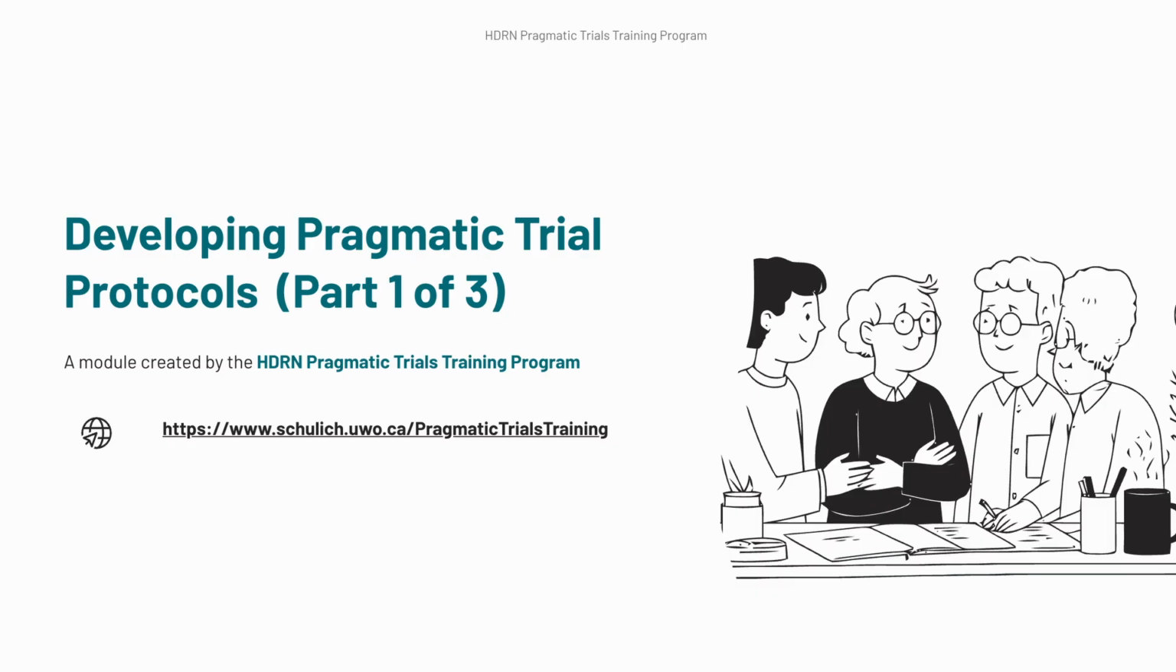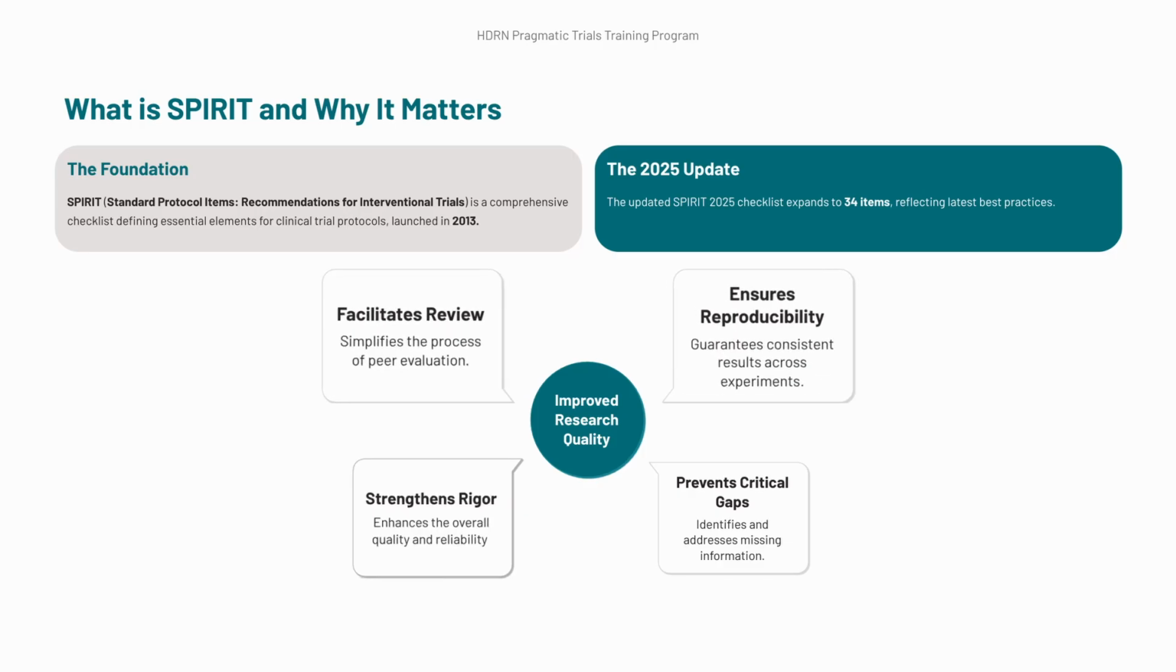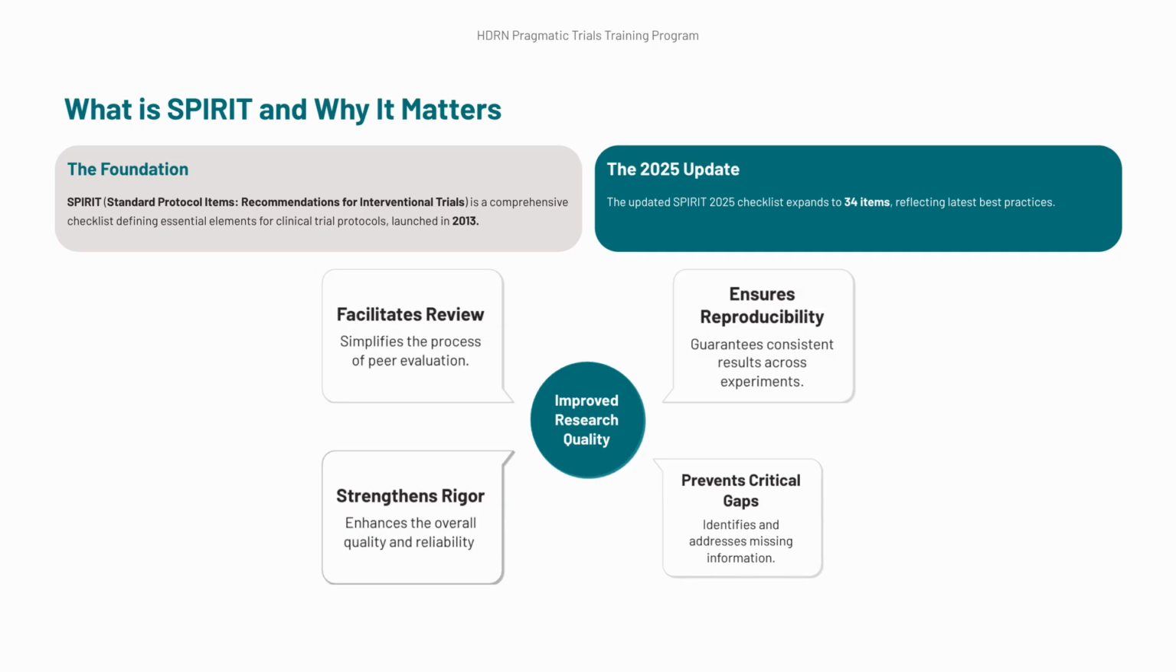Today we're diving into the first of 3 modules on developing protocols for pragmatic clinical trials, guided by the SPIRIT checklist. SPIRIT stands for Standard Protocol Items, Recommendations for Interventional Trials. This checklist lays out the key elements every clinical trial protocol should include. Following the SPIRIT guidelines ensures transparency, reproducibility, scientific and ethical rigor, and reduces the need for amendments and clarifications during trial conduct. The updated SPIRIT 2025 checklist expands to 34 items, reflecting the latest best practices.